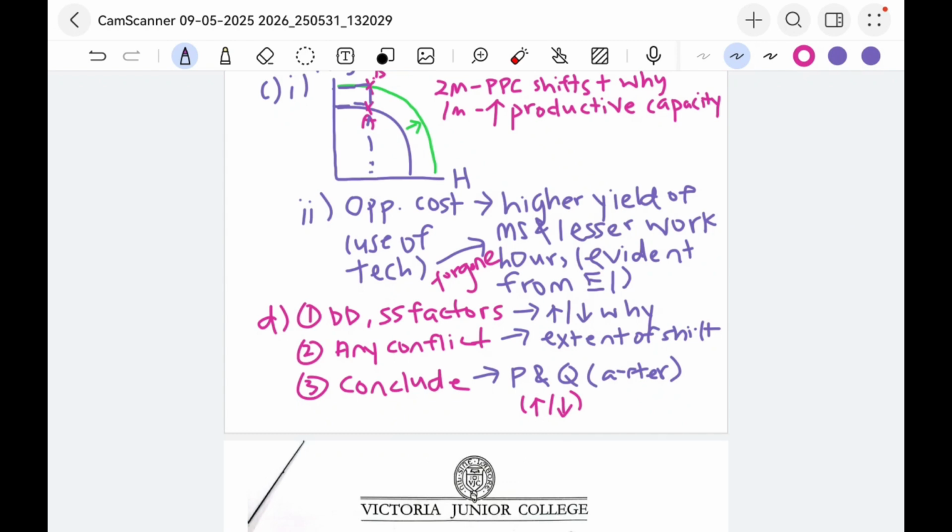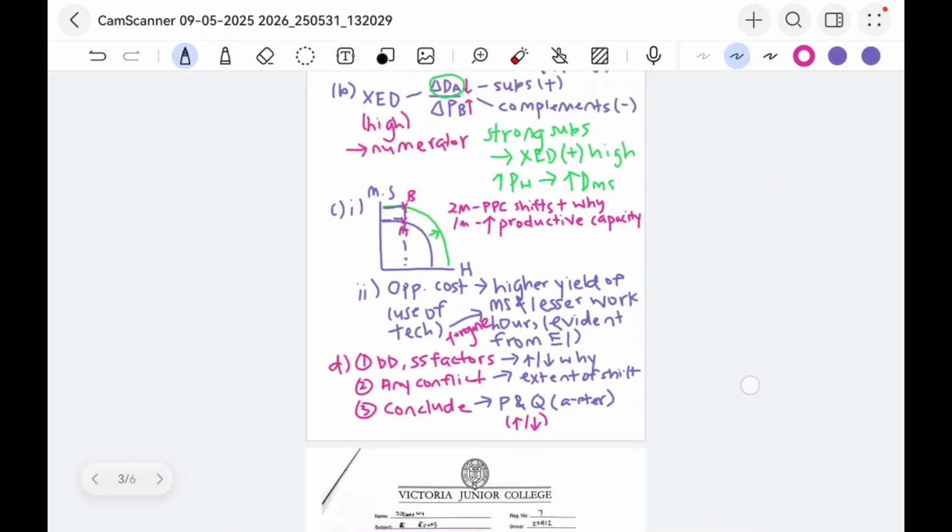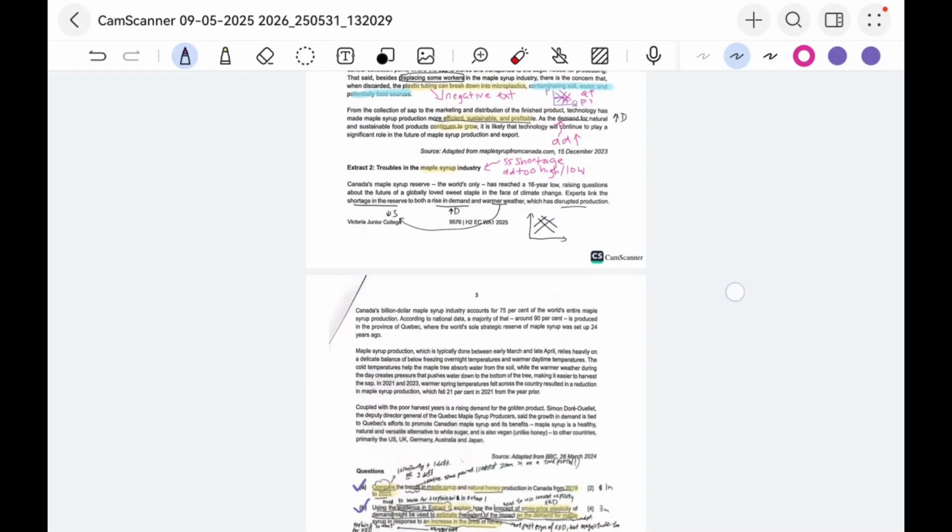Okay, so we look at extract 2, and then we look for these things, because now that you plan, it's very clear what you are looking for. Demand factor, supply factor, and how does it contribute to give me a conclusion on the direction and extent of shift. And then you put them together on the graph and you analyze and explain. Then it should be enough for an 8 mark.